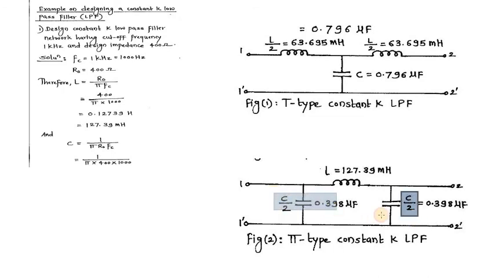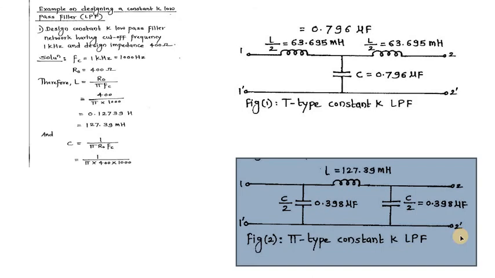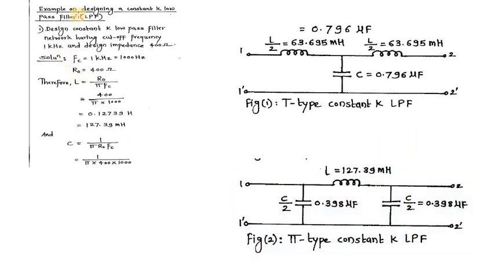When two capacitors are connected in parallel, the equivalent capacitance is the addition of the two. So C by 2 plus C by 2 will be equal to the found out value C. So keep this in mind. C by 2 plus C by 2 will become equal to C in case of capacitors when they are in parallel, or when they represent the shunt arm branch. So this completes your solution to design a constant K low pass filter if it is asked in the examination.